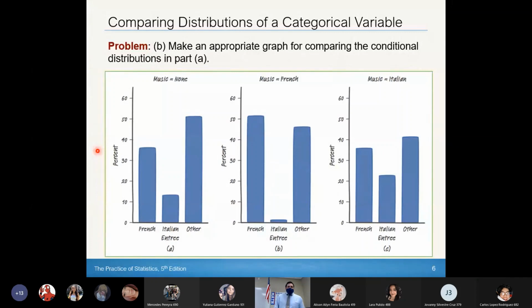So we can also make an appropriate graph for comparing the conditional distributions in part A. This is a bar graph. There are 3 different ones, one for each of the music types, and the distribution of entrees ordered. This can make it a little easier for us to compare these things.